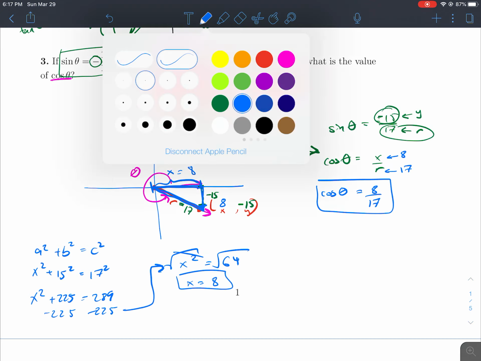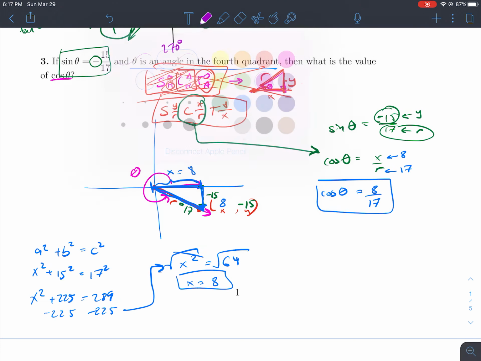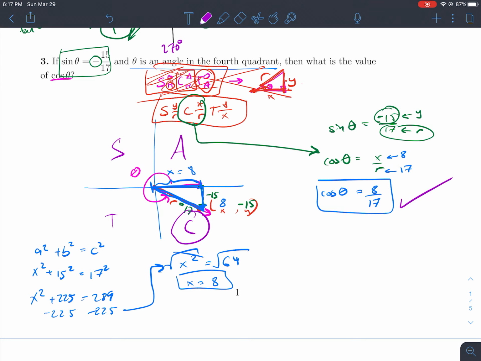Now to verify this answer, let's look at our quadrants one last time. All students take calculus. Since we're in the fourth quadrant, cosine should be positive, and we find that cosine is positive. So we know that we're good to go.